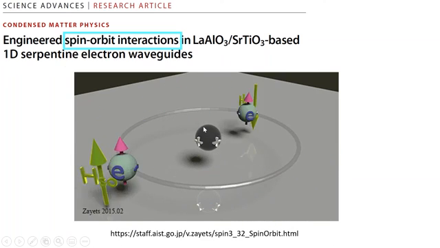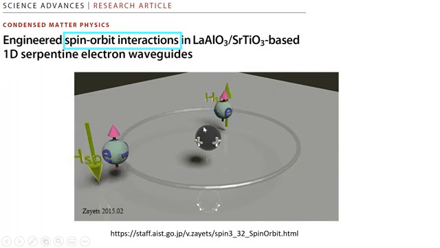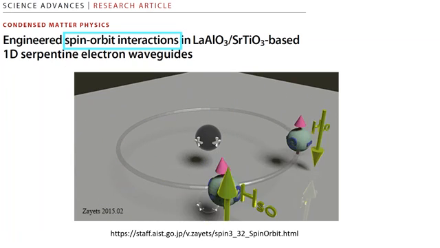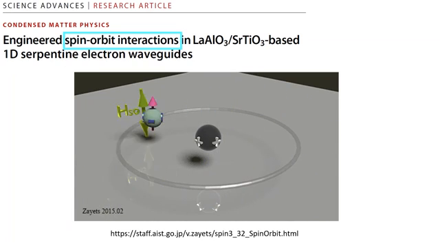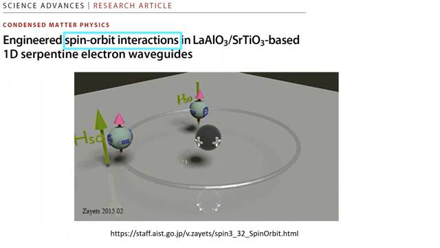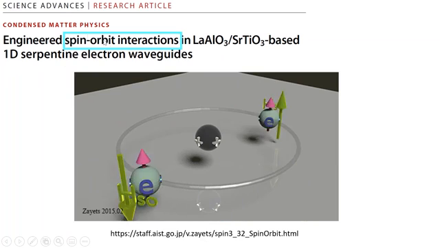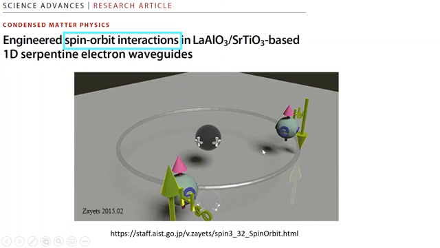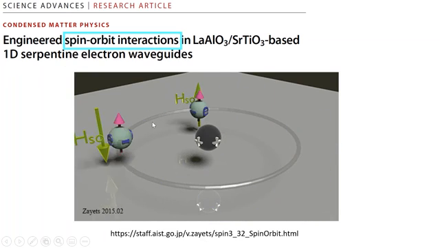But the electron itself has its own spin magnetic field, and there's a coupling between the spin of the electron and its orbital motion, and this is known as a spin-orbit interaction. So this type of spin-orbit interaction can be engineered.